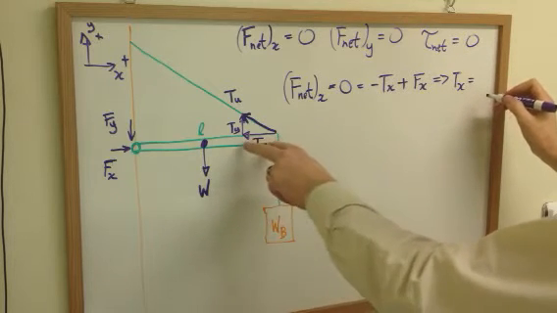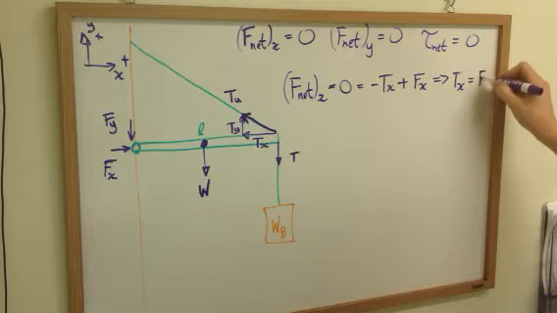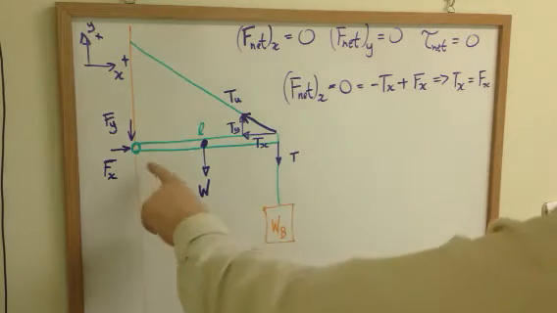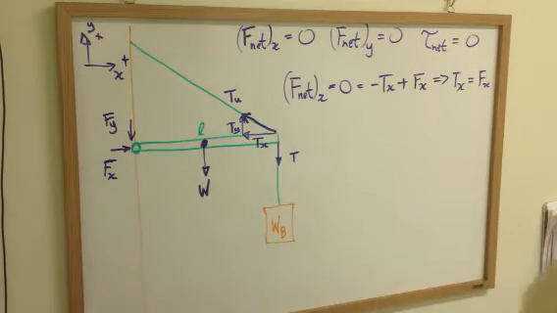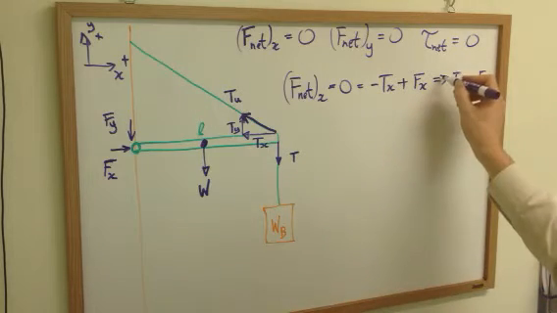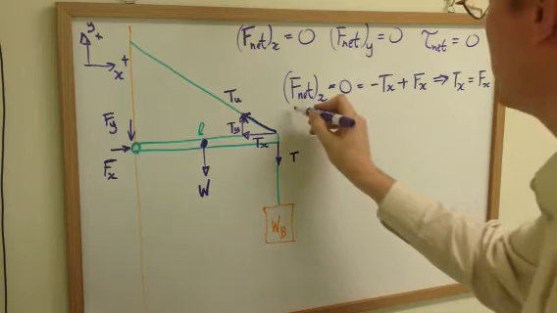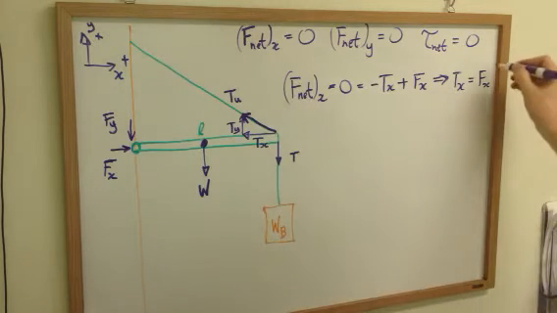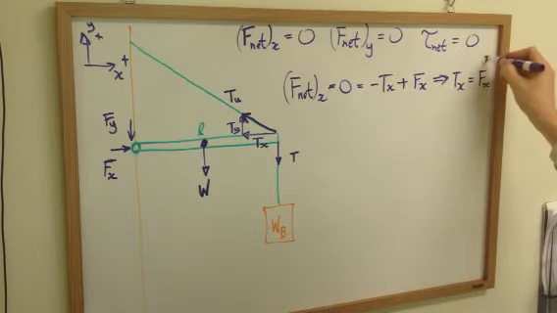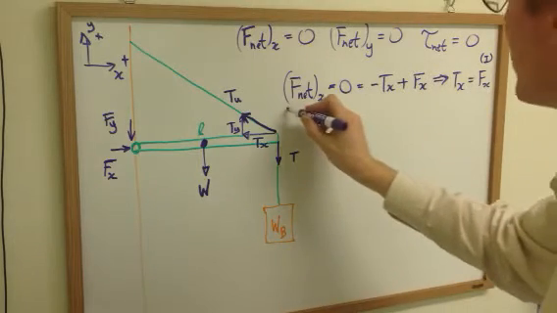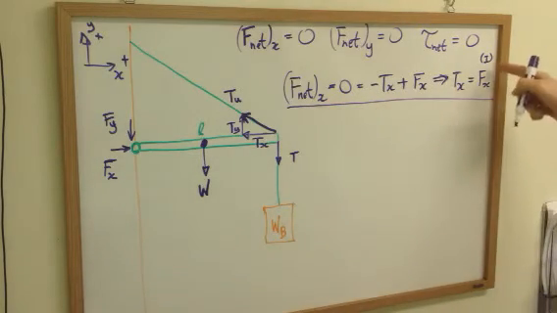The horizontal component of this tension equals the horizontal component of this force at the pivot point. This is nice to look forward to using in the future because it's so simple, but both of those are unknowns to us right now and are basically useless. But we didn't know that to start. I'm going to call that equation number 1.